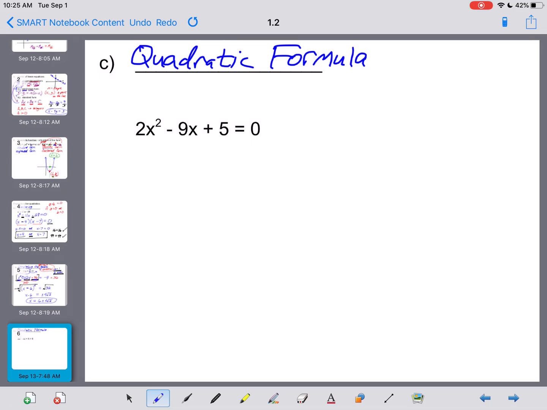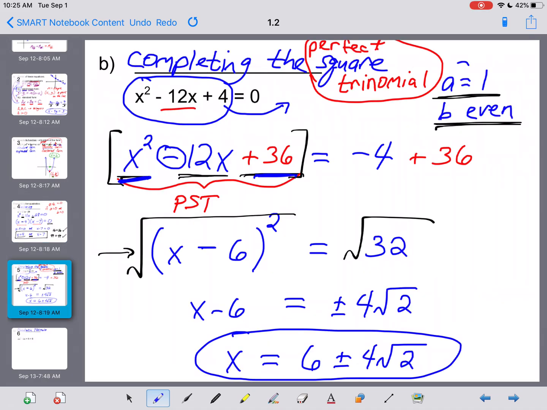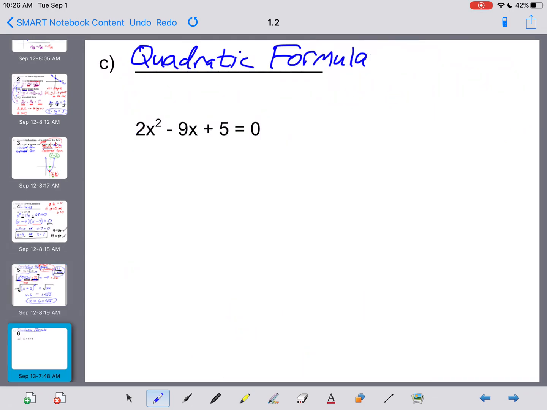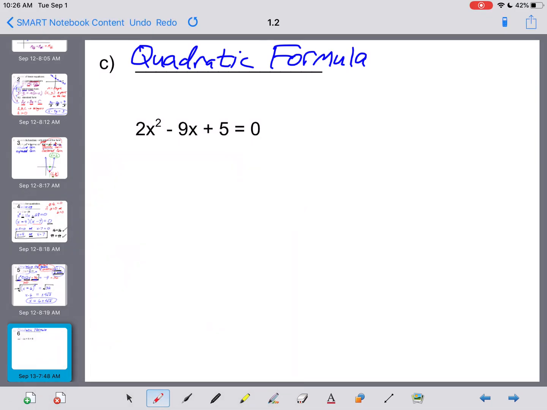And if there are other methods available to you, for example, if it's one that factors, or if it's one that meets these conditions right here to work well for completing the square, those methods are going to be much faster than using the quadratic formula. But as it is, let's dive into it. Now, I'm sure we all remember this. Some of you probably have it tattooed somewhere on your body because it's just that important to you.